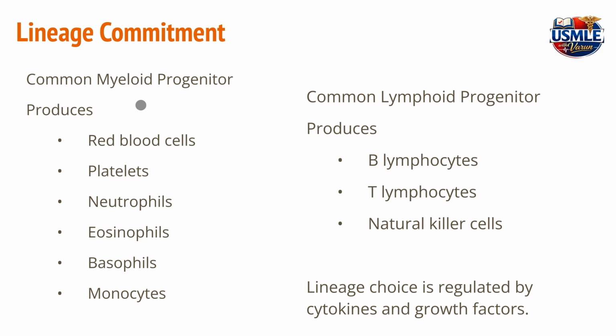Now, once the stem cell starts differentiating, it branches into two major pathways, the myeloid lineage and the lymphoid lineage. The common myeloid lineage gives rise to red blood cells, platelets, and most of the white blood cells like neutrophils, eosinophils, monocytes, and basophils, whereas the lymphoid lineage gives rise to B cells, T cells, and natural killer cells. This differentiation of myeloid progenitors and lymphoid progenitors is not random. It is tightly regulated by cytokines and growth factors in the environment of the bone marrow. So whether it commits to myeloid or lymphoid depends on the signals that the stem cell receives.